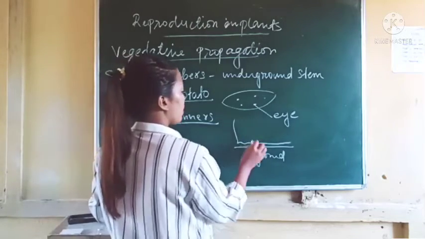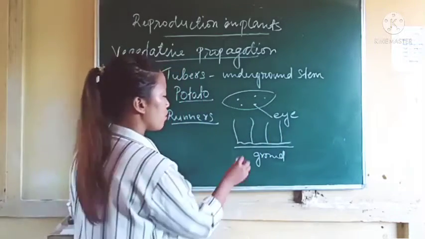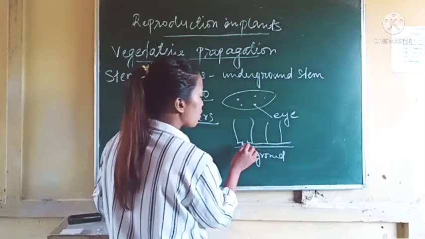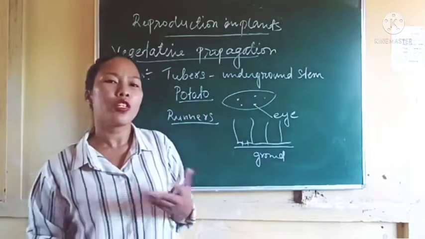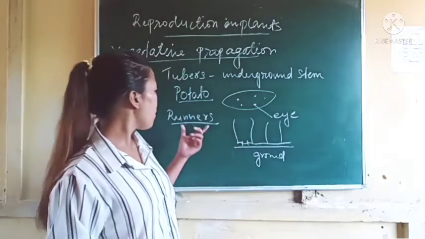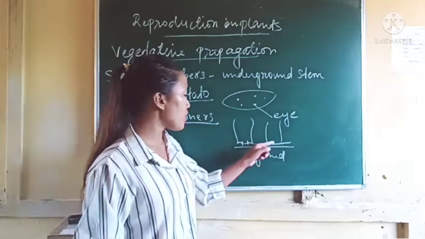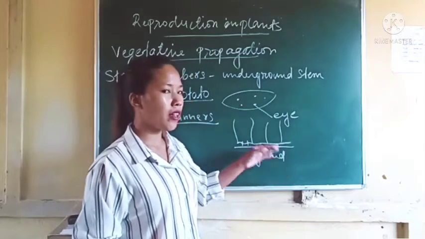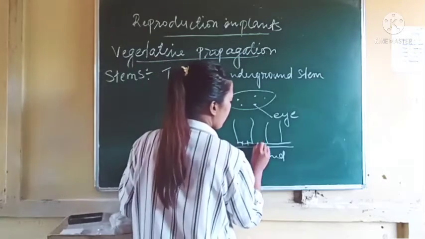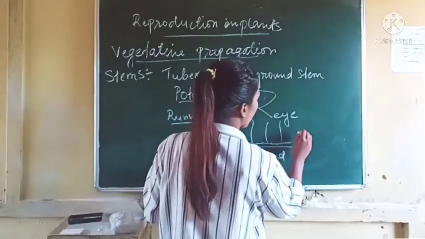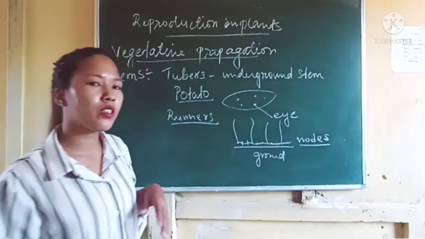And then from each node the shoots are there. Between these runners there will be some internodes, and from each internode it will give rise to a new plant. So runners are also a stem which grows horizontally above the ground, parallel to the ground. And then you will have some nodes here. From these nodes only new plants will arise.